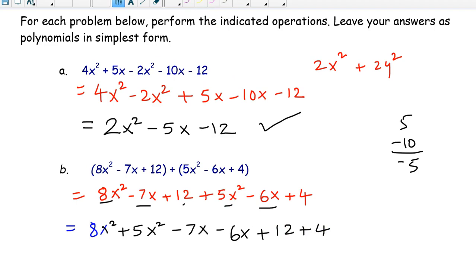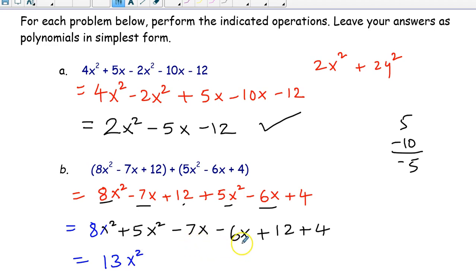Now what next? Just simplify. Combine the like terms together, wherever you can add or subtract, whatever it is. Here it is plus. So 8x squared plus 5x squared gives you 13x squared.